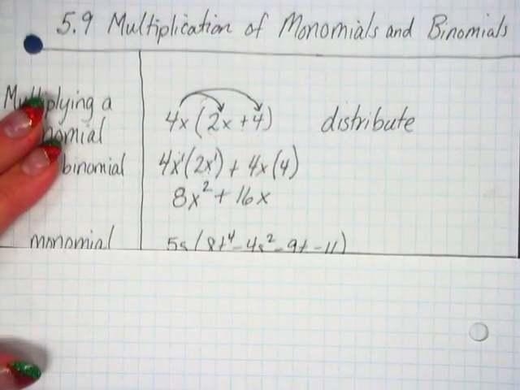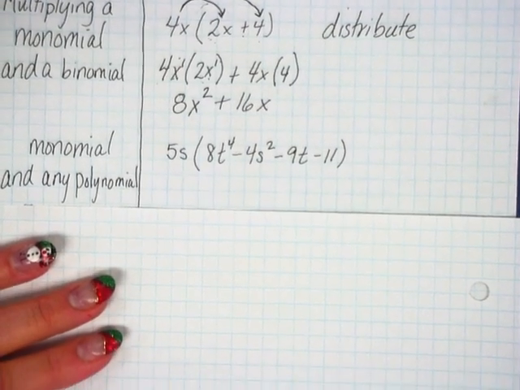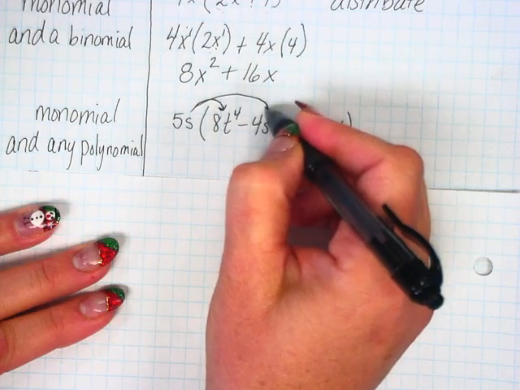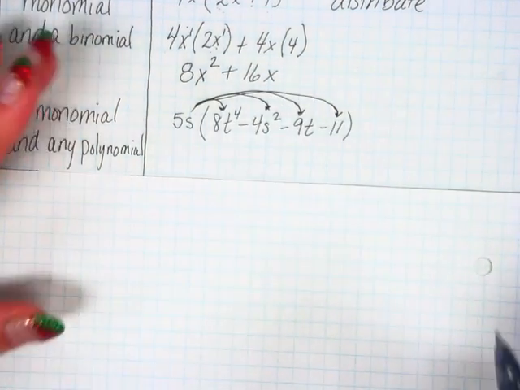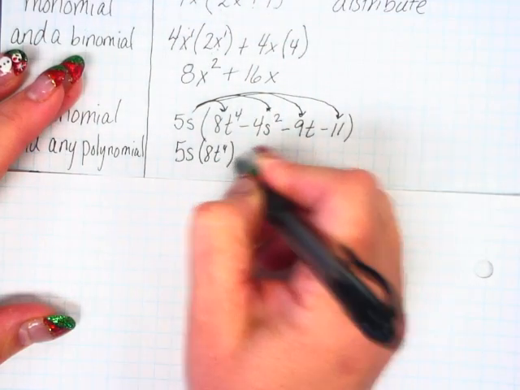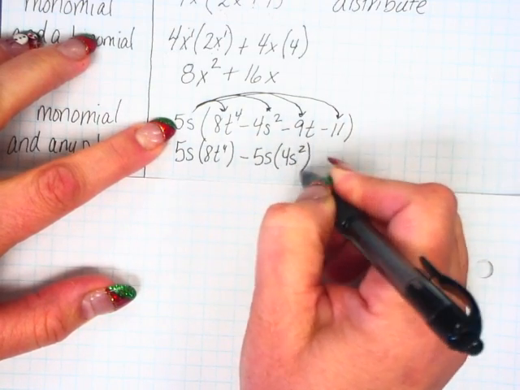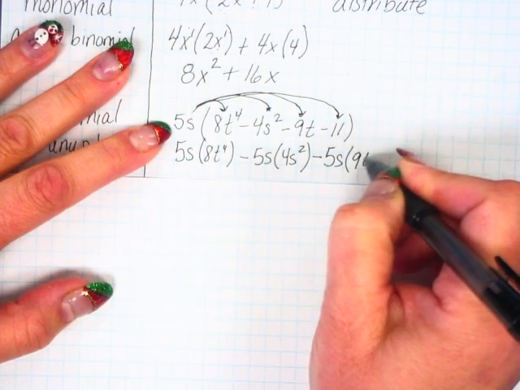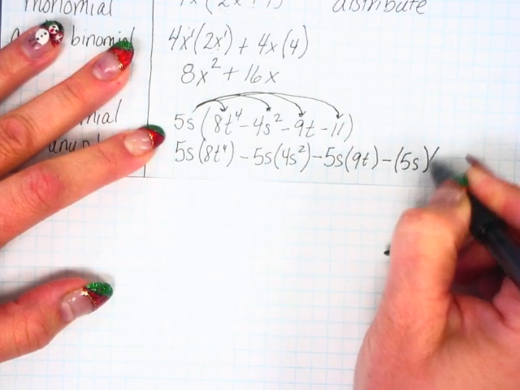Okay, so now let's look at a monomial with any polynomial. So it doesn't matter how many terms you have, you're still going to distribute that monomial. So 5s times 8t to the fourth minus 5s times 4s squared minus 5s times 9t minus 5s times 11.